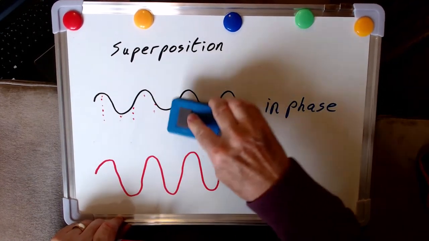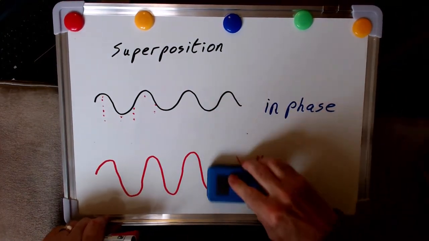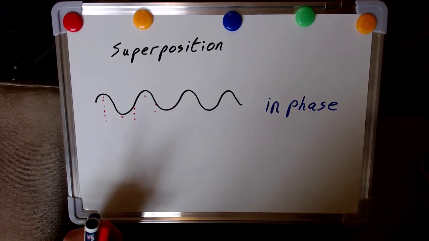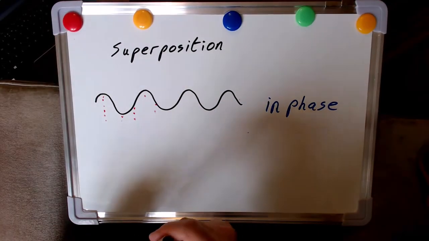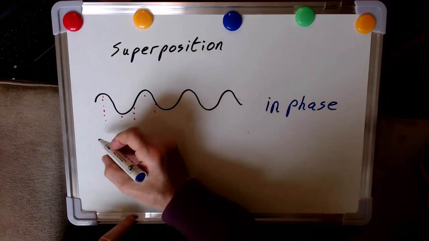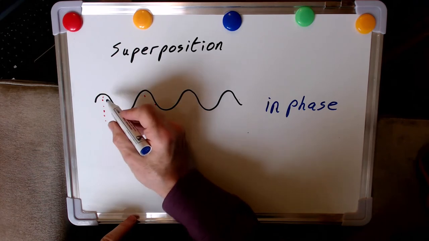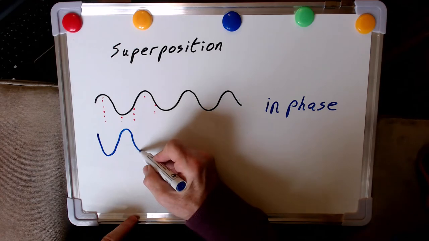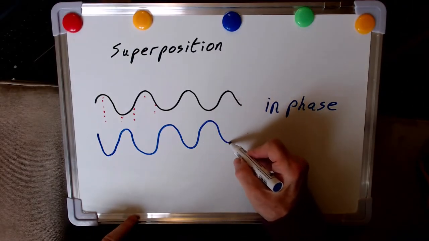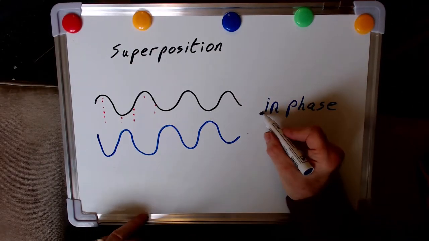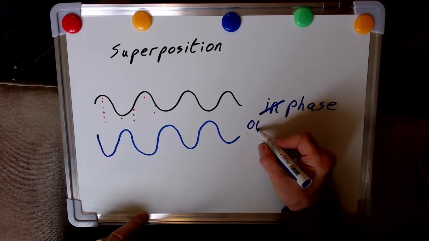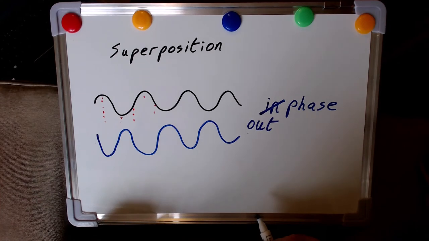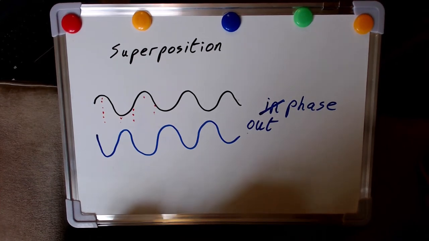Okay, so if we change this around a little bit now, let's change our second wave just to give you another example. Let's change our second wave so that it's now not in phase, but the opposite. So where we have a peak in the first one, we're going to have a trough and vice versa. And that is, surprise, surprise, termed as being out of phase. So no great surprises there.